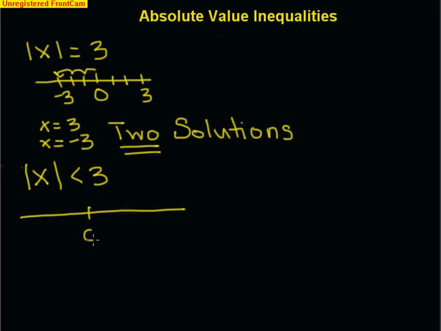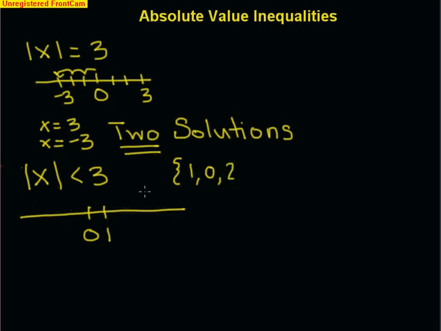Here's 0. And we all know that the absolute value of 1, the distance, is 1. So that would be a solution. So over here, I'm going to just create a solution set. So we know that 1 is in our solution set. We know that 0 is in our solution set. How about 2? Let's test 2.